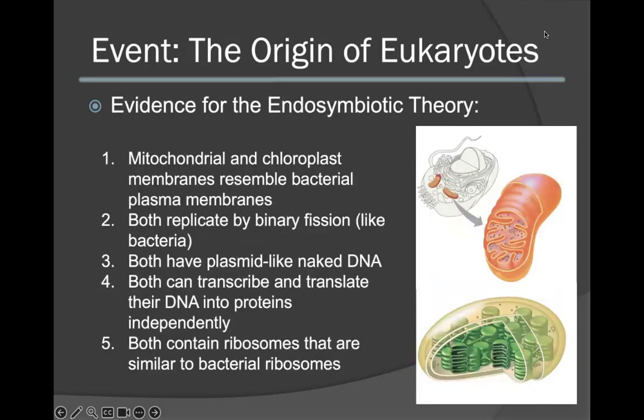There is much evidence that has been presented to support the endosymbiotic theory. Some of these lines include the fact that mitochondrial and chloroplast membranes strongly resemble bacterial plasma membranes. Both of these structures can replicate independently by binary fission, much like bacteria do. In addition, both of these organelles have plasmid-like naked DNA. Both can transcribe and translate their DNA into proteins independently without the need of their host cell, and both contain ribosomes that are similar in structure to bacterial ribosomes.